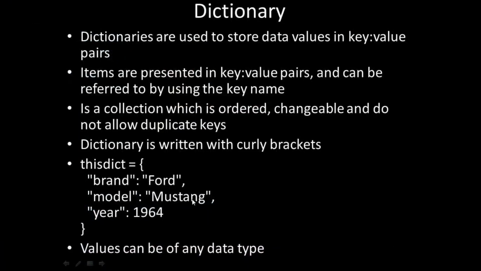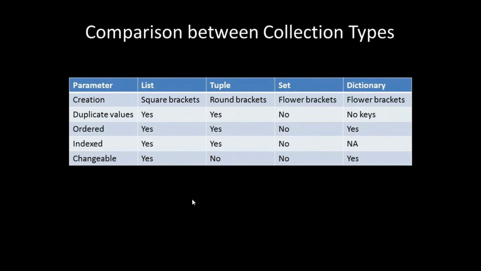Now, let's get back. In this particular slide, I have put each of the collections, their properties, and the differences. When you talk about creation, list is created using square brackets, tuple round brackets, set curly brackets, dictionary curly brackets. Duplicate values: list will allow, tuple will allow, set will not allow. In case of dictionary, duplicate keys are not allowed. Ordered: list yes, tuple yes, set no, dictionary yes. Index: list yes, tuple yes, set no. In case of dictionary, it is not applicable. Basically, we are taking the keys here.